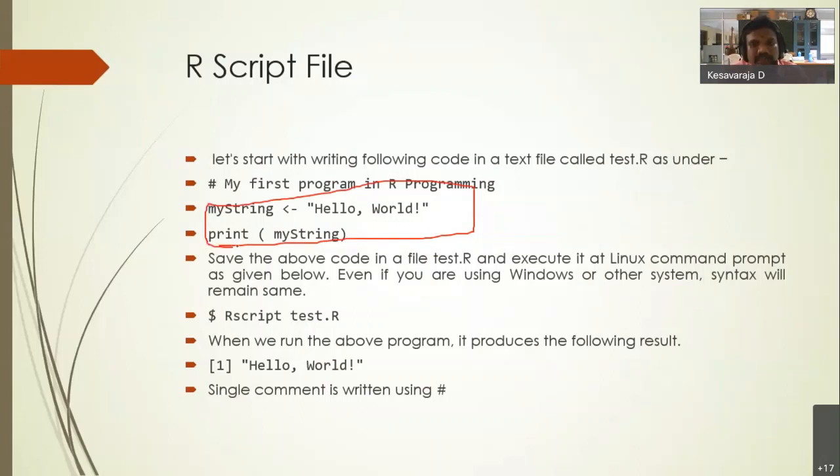Now, if needed, you save the script as something like a.r. The R script is saved with the extension .r. I am writing these two lines. All of you are very familiar with this hash. Hash is used for comments.